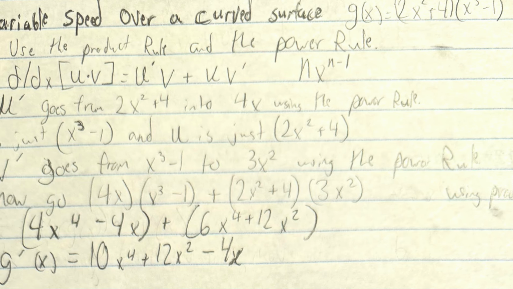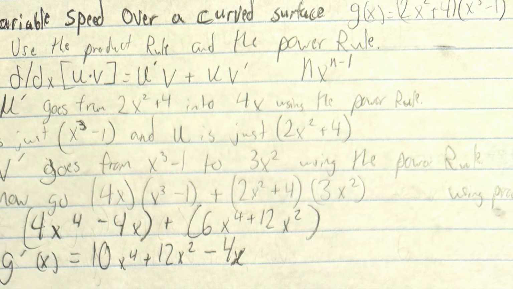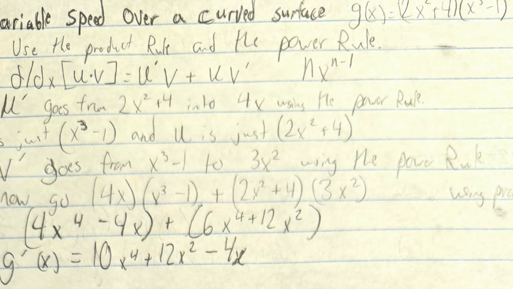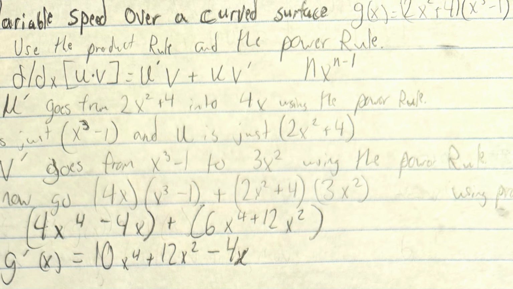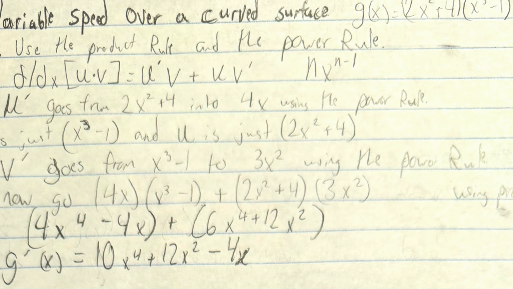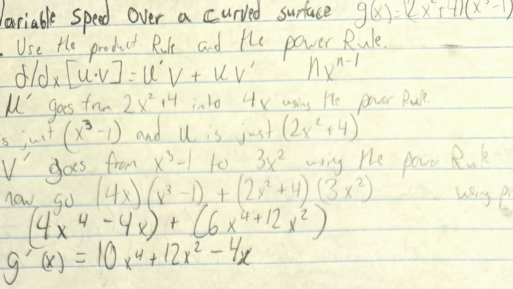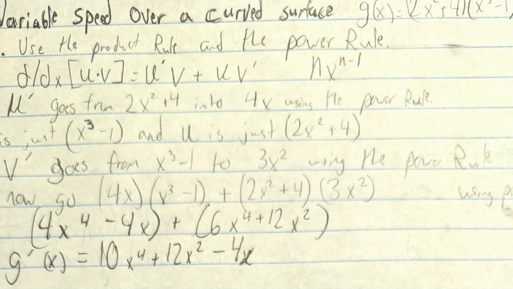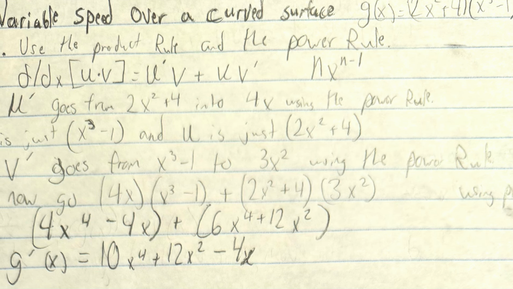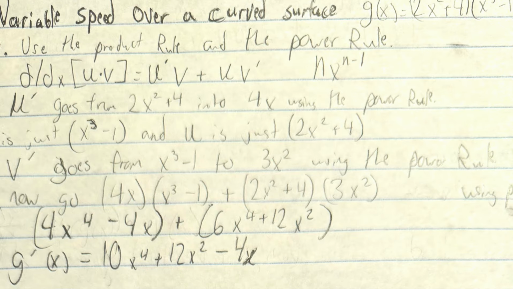So first you want to use the product rule and the power rule. The product rule is where you use the derivative of u times v plus u times the derivative of v. And you also got to use the power rule on this problem, so you do n times x to the n minus 1.